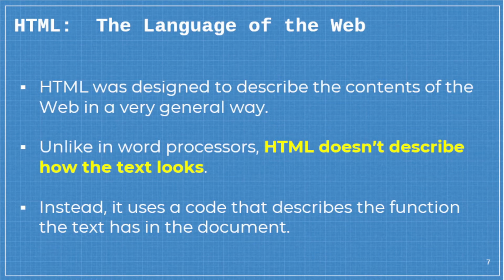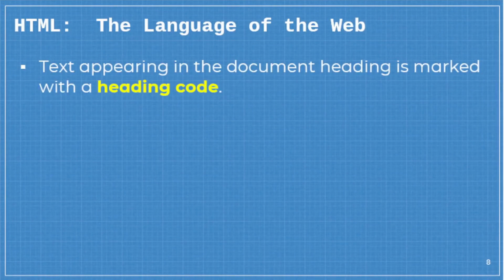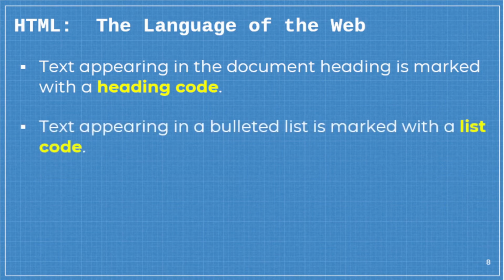Example would be this text in HTML. This text would function as a header. This text would function as a paragraph. This text will function as a list. You get the picture? Okay, so HTML describes the function. Now, the text appearing in the document heading is marked with a heading code, as I have said. Headers are marked with header codes. Lists are marked with list codes. Paragraphs are marked with paragraph code.